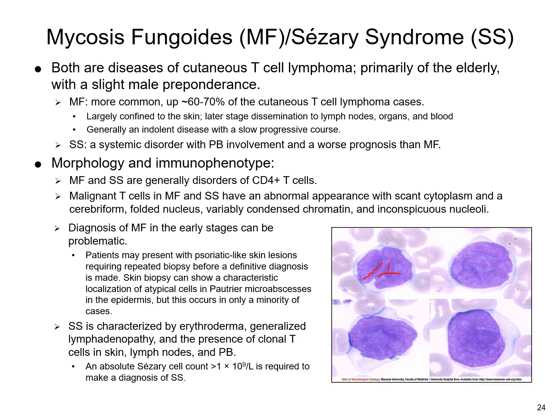Sézary syndrome is characterized by erythroderma, generalized lymphadenopathy, and the presence of those T cells within the skin, the lymph nodes, and the peripheral blood. Now, in order to make a diagnosis of Sézary syndrome, you actually have to have a presence of Sézary cells of greater than 1 times 10 to the 9th for the absolute value. So some places may actually require you to categorize those separately.